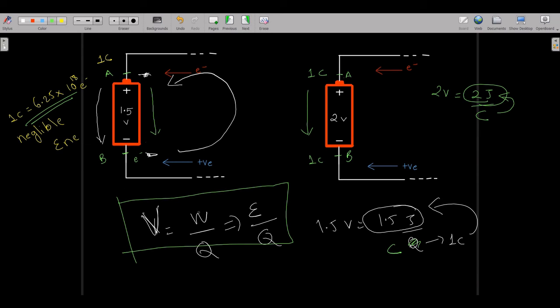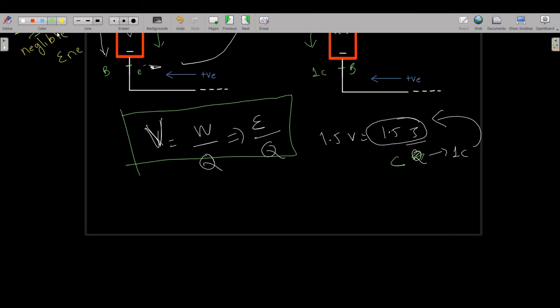This is known as voltage. Its unit is volt, or V. And its symbol, basically, if I want to represent a battery, the symbol of a battery is like this.